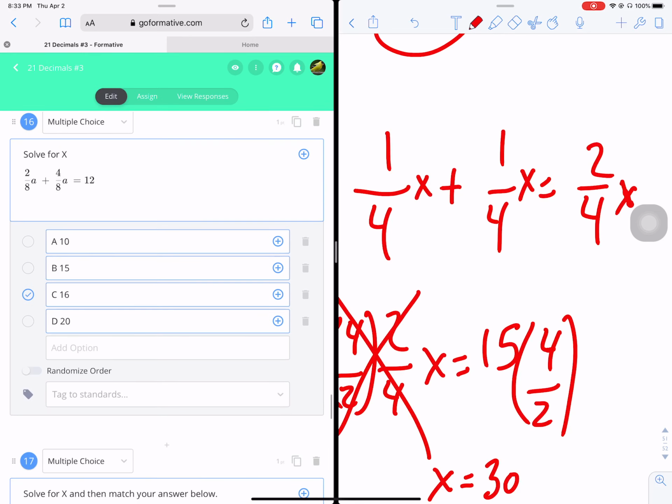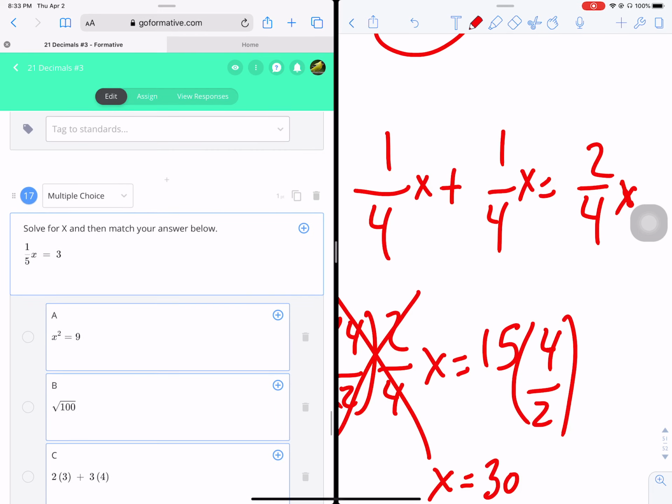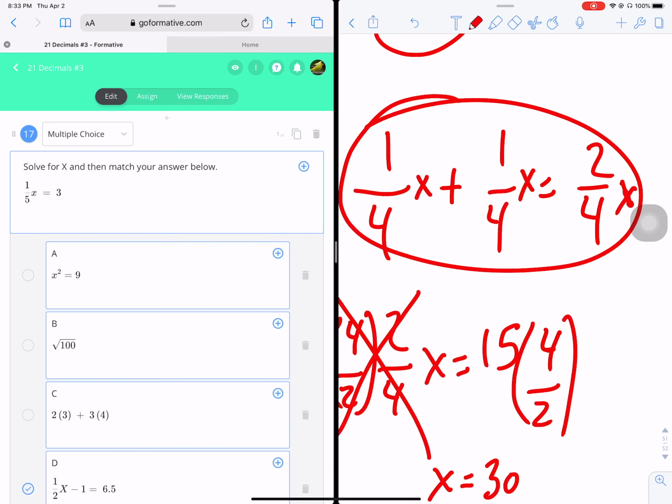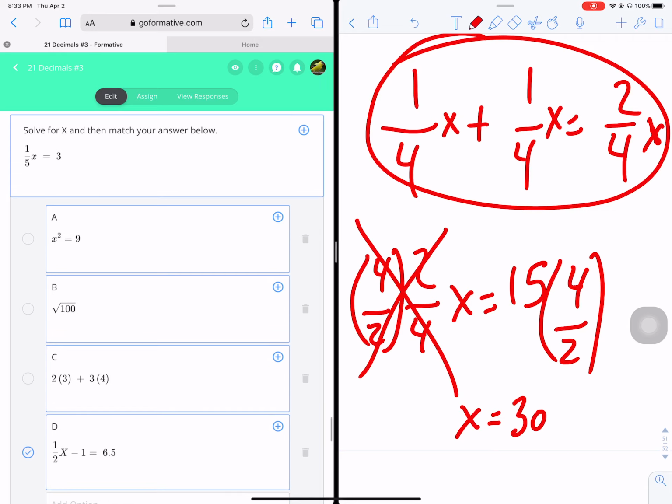Same thing for here, almost identical. So since I just showed you, you should be able to do that. This is a one-step solve for x, which basically means for number 17, you're not having to do this step. It just jumps right down to this last step. You're going to do the reciprocal to both sides, the inverse to both sides right here. So it would be 5/1, 5/1, x is 15.